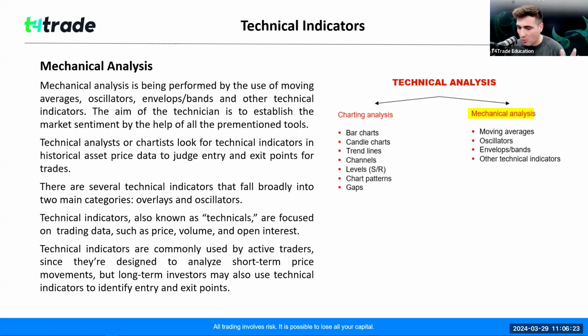Again, this is my point of view. This is my way of putting out this information. You may find this information distributed differently. At the end of the day, these are the same things.